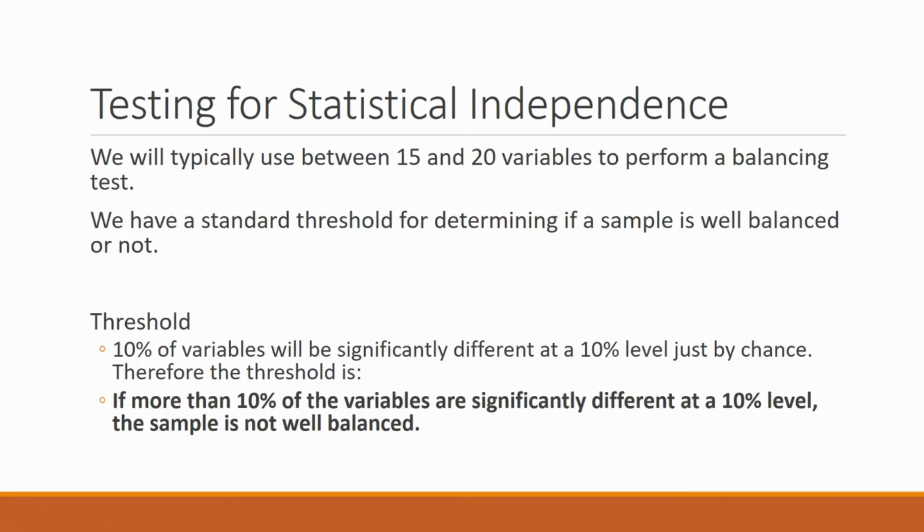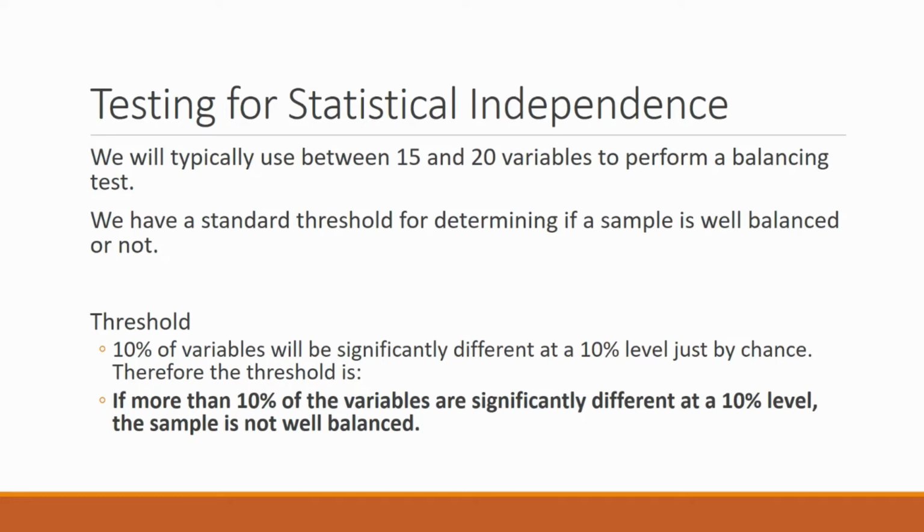So typically in practice, if we're actually going to do one of these experiments, we will typically balance on a lot of variables. So we'll do this balancing test for 15, 20 variables, a lot of variables. And we have a kind of a standard threshold for determining if a sample is well balanced or not, or determining if we have that statistical independence or not.